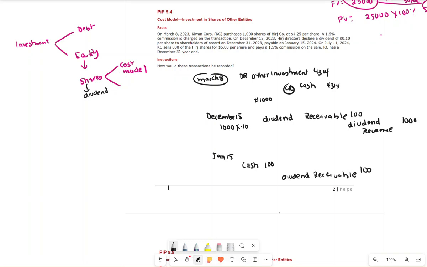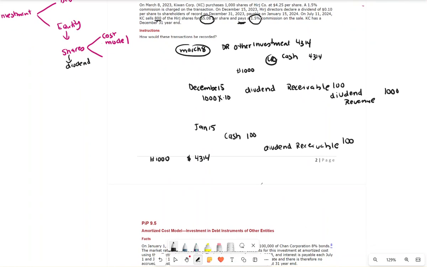So how many shares do we own? We own 1,000 shares. The investment, we bought it for 4314. Now we are selling. How many shares are we selling? 800, and the price is $5.08, and we have to pay a commission. So how do we record this?